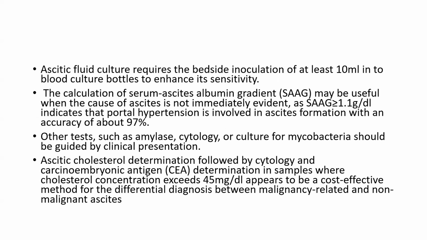Ascitic fluid culture requires the bedside inoculation of at least 10 ml into a blood culture bottle to enhance its sensitivity. Our next job is to find the serum ascites albumin gradient. Why is this important? Because if this SAAG is more than 1.1, then it indicates the probable etiology of the ascites is portal hypertension. If it is less than 1.1, then the probable etiology of the ascites is not related to portal hypertension.